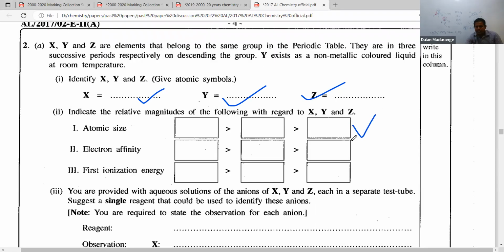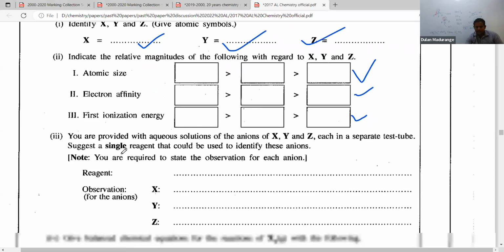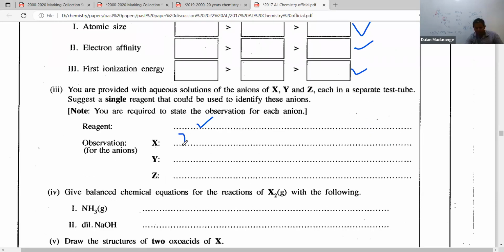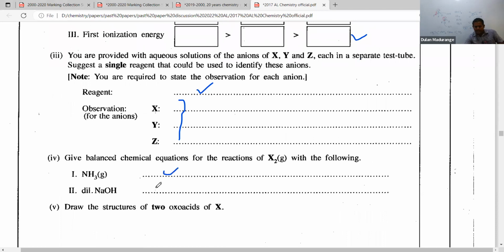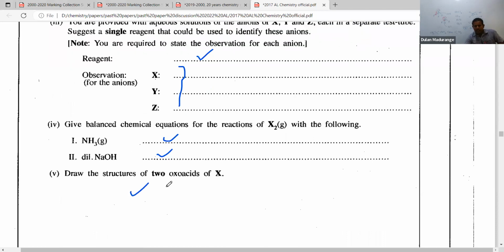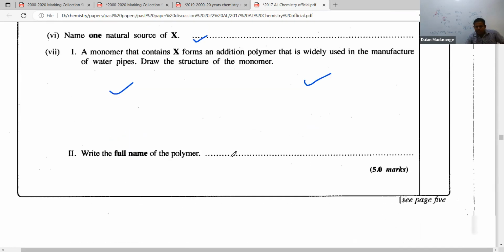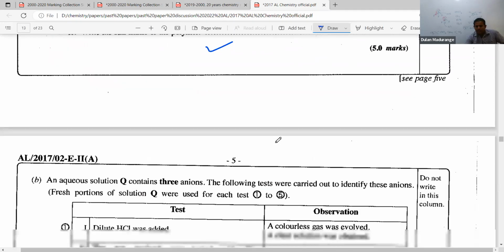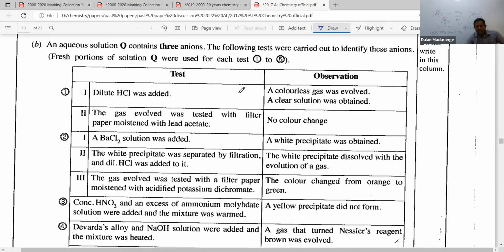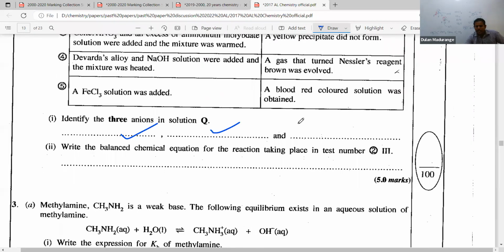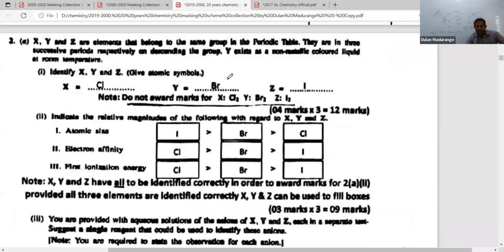So this is the question they are asking: X, Y, Z, and then here atomic size, electron affinity, first ionization energy; here reagent, observation; balanced chemical equations; structures of oxo acids; one natural source; structure of monomer; name the polymer. And then there is an analysis part, three analyses to identify, right. Then you take the balanced chemical equation. Then it comes to 100 marks. Right, let's look at the mark scheme.